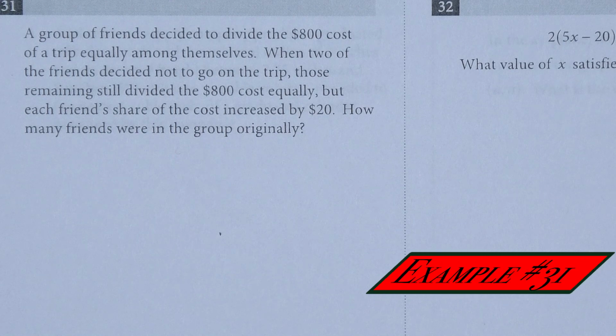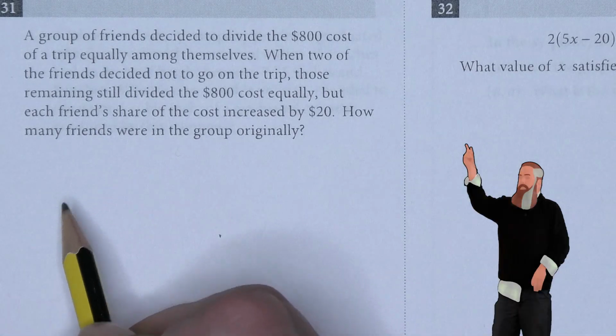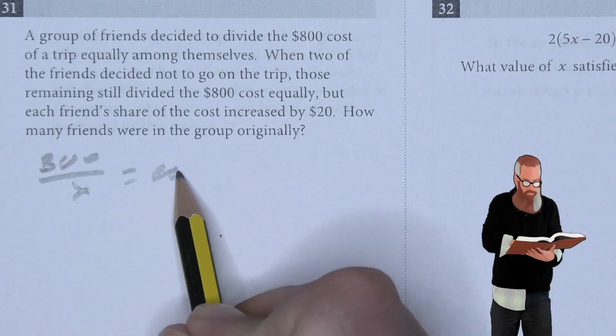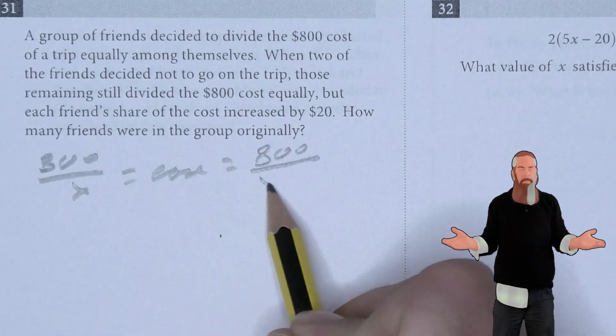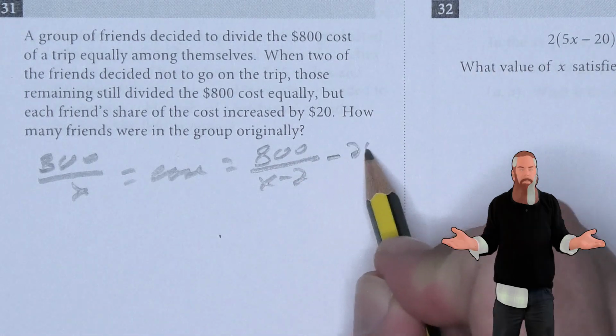A group of friends decided to divide the $800 cost of a trip equally amongst themselves. When 2 of the friends decided not to go on the trip, those remaining still divided the $800 cost equally. But each friend's share of the cost increased by $20. How many friends were in the group originally? So if we know that we had an $800 trip and it was divided by x people, and that's for each one, this now becomes equal to 800 over x minus 2, the new amount of people in the group, but we subtract 20 from it.